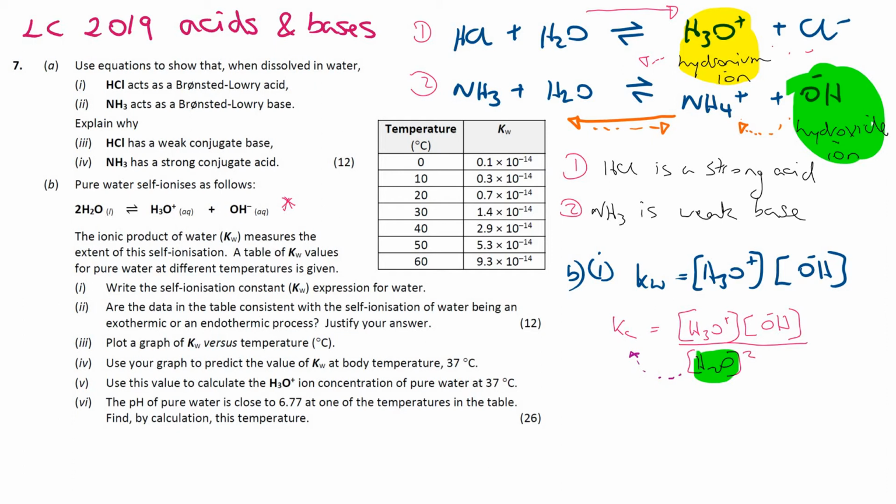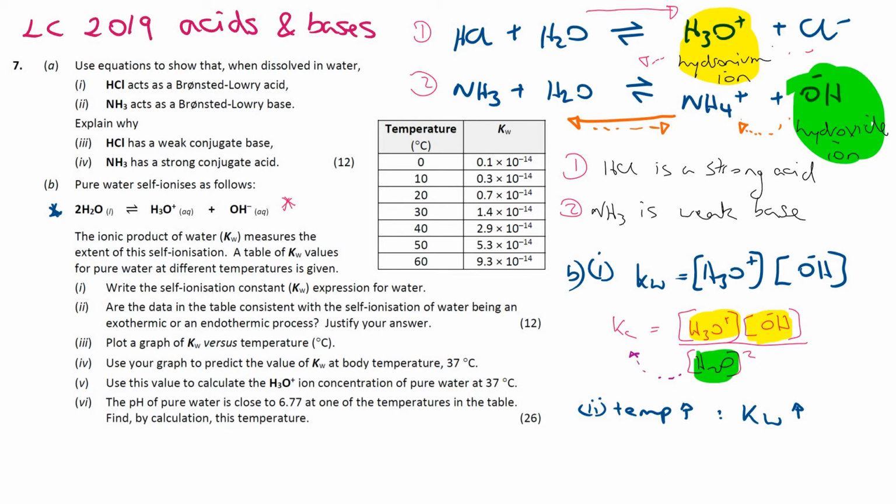Now, are the data in the table consistent with the self-ionization of water being an exothermic or an endothermic process? Justify your answer. So, as temperature increases, so this is for part 2, as temp increases, Kw increases. So, if this is an equilibrium here, as the temperature increases, essentially the concentration of my products is getting larger and larger because I know that Kw, or Kc, is getting bigger and bigger.